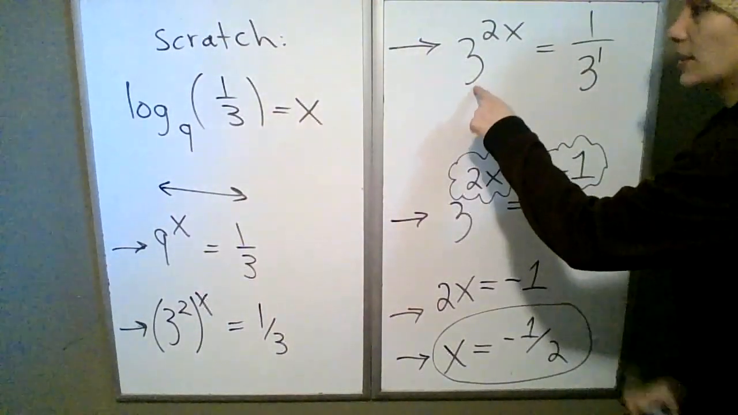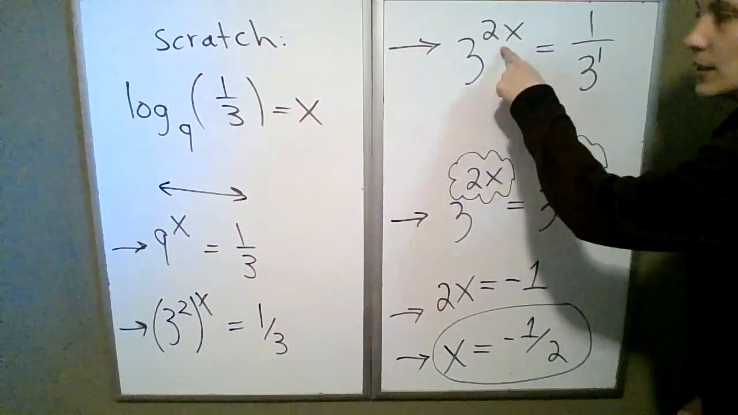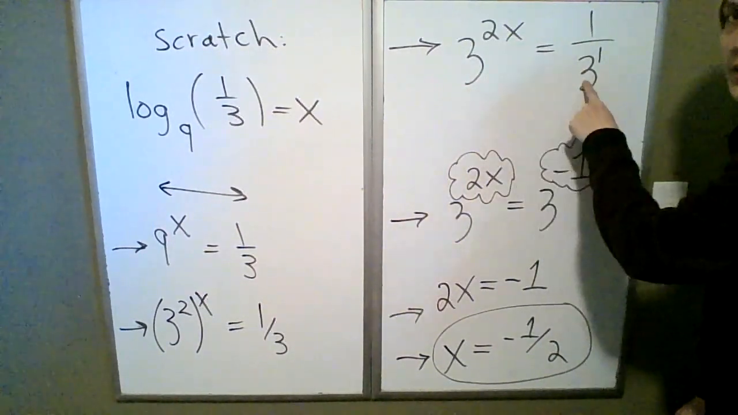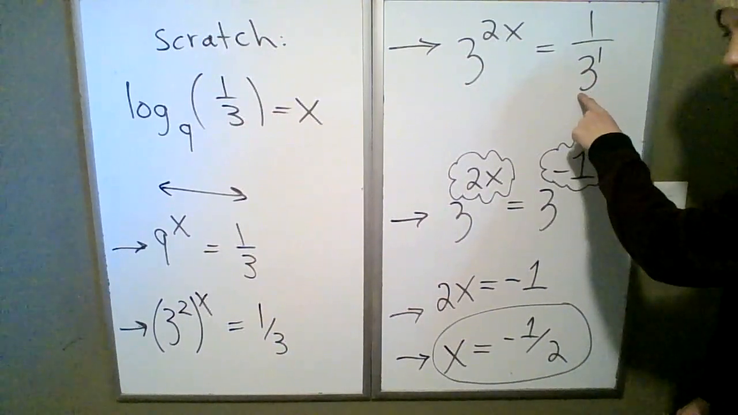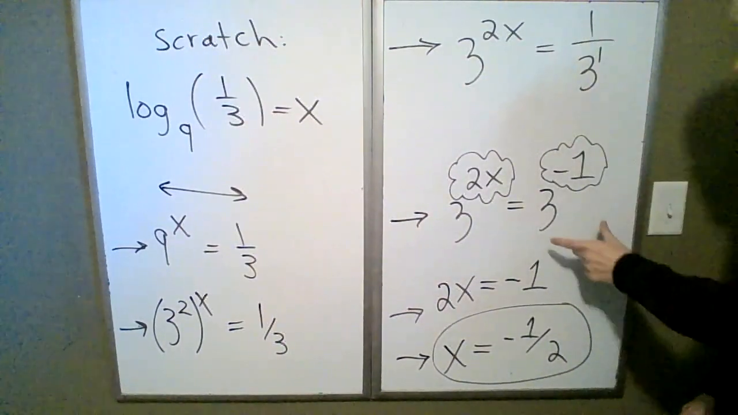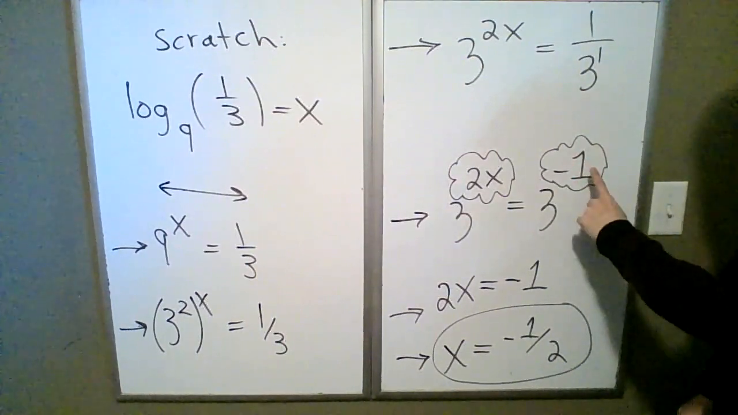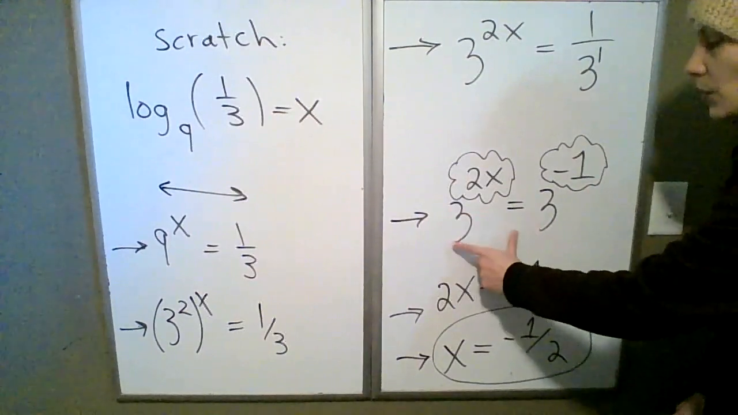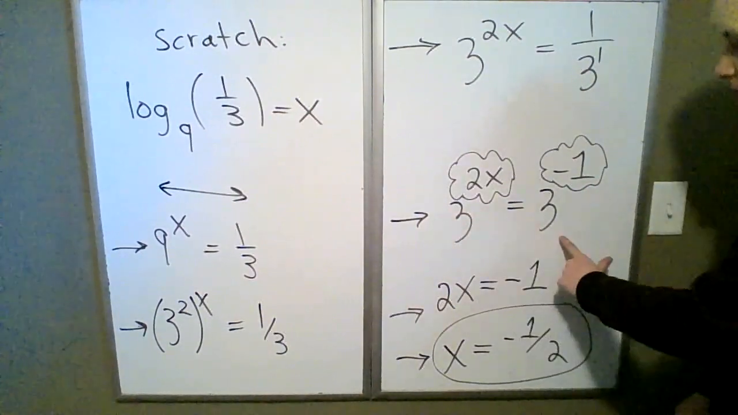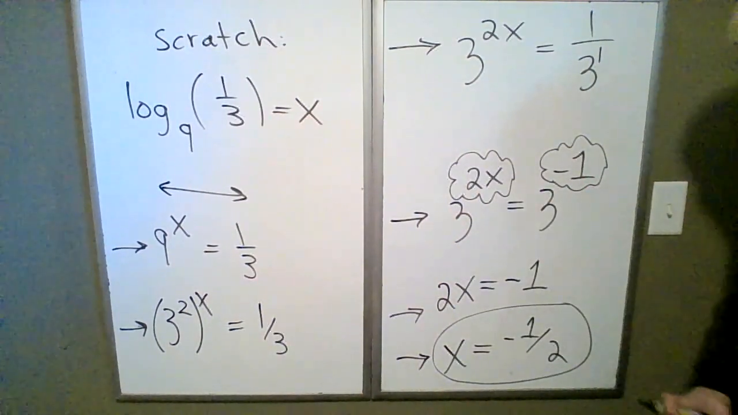Then we're here again. 3 is the base, 2x is your power. And we started working on rewriting this side. Into the numerator, change the sign to negative. And then exponents are unique. So if you have a base 3, those exponents equal each other.